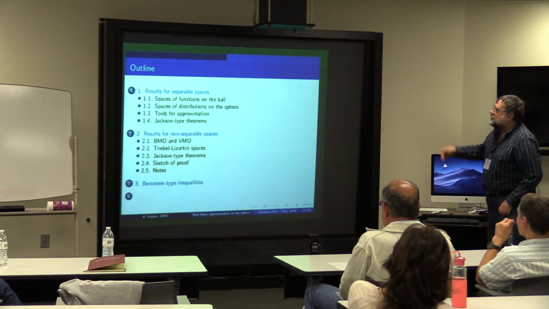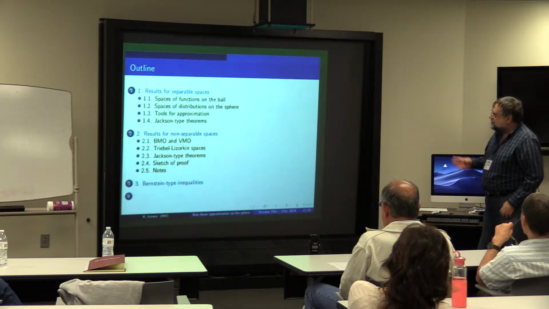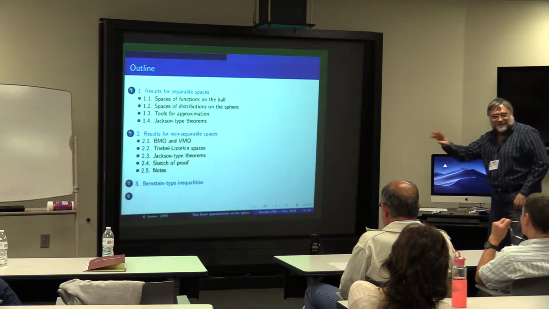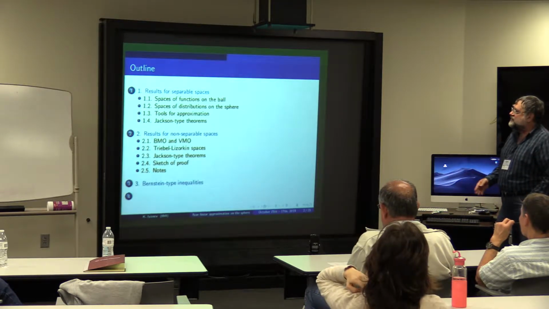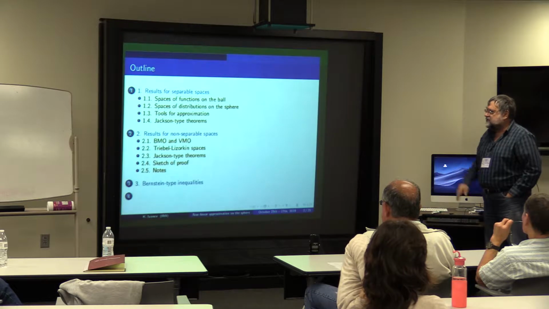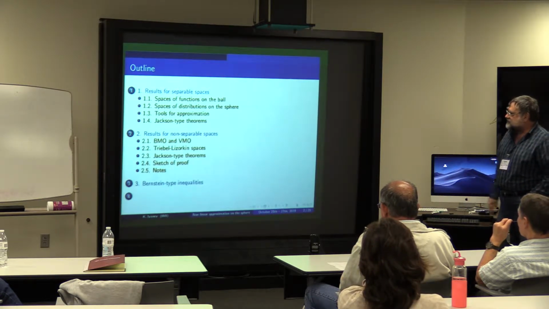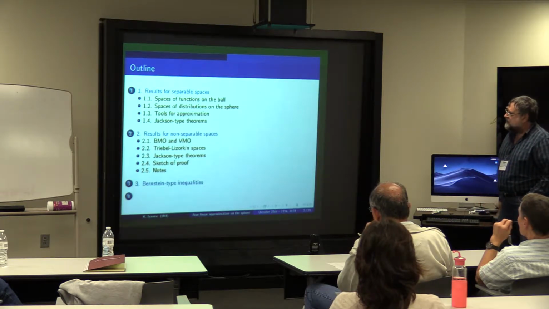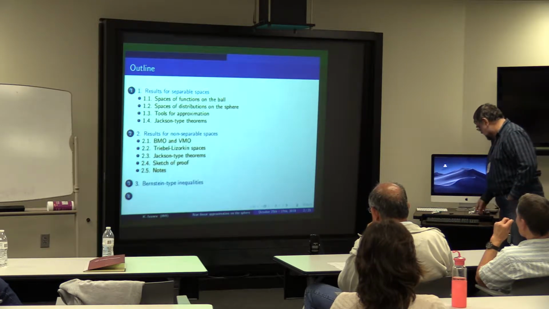Okay, so the outline of the talk. First, I'm going to speak about separable spaces, which are H^p, and after that about non-separable spaces, which are BMO, not VMO. VMO is a separable space, but actually the difference between separability and non-separability makes the difference between the approximation in the two places. And at the end, I'll say something about Bernstein-type inequalities. Otherwise, everything else is about Jackson-type theorems, direct theorems.